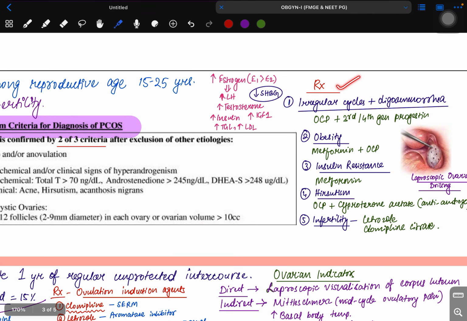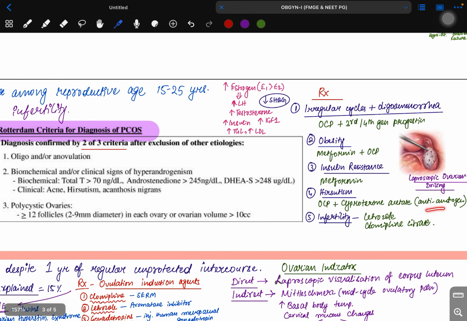Now what is the treatment for PCOS? If there is irregular cycle and oligoamenorrhea, you have to give OCP plus 3rd or 4th generation progesterone. If there is obesity, what is the treatment? We can give metformin plus OCP. If there is insulin resistance, we can give metformin. If there is hirsutism, we can give OCP plus cyproterone acetate. And this is actually anti-androgenic.